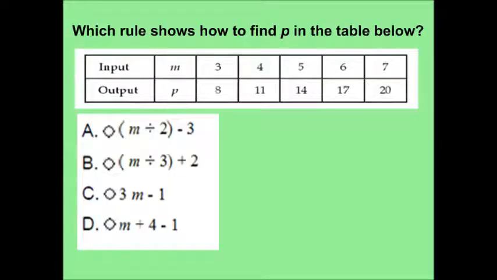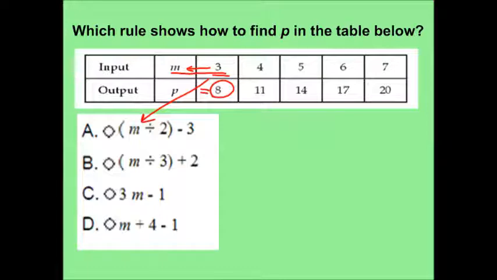Let's start by reading the directions. Which rule shows how to find p in the table below? Well, we're looking at expressions already given to us. What we're going to do is take the number that is represented for m in the table, plug it into each equation to see if it equals the output, which is p. Let me show you what I mean by that.